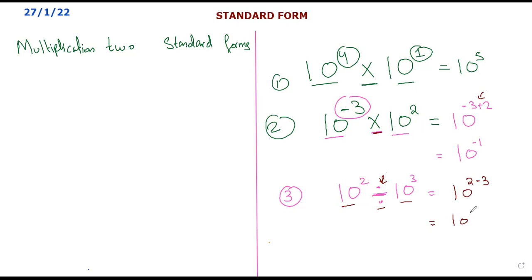minus 1. Similarly, if we talk about another example of division, we are going to get 10 to the power 4 divided by 10 to the power 2. This would be 10 to the power 2 because the bases are the same. Very good. 4 minus 2, that is 10 square. So we are clear with multiplication of same bases with different powers, division of same bases with different powers, and multiplying two decimal numbers, right? Any questions about this?